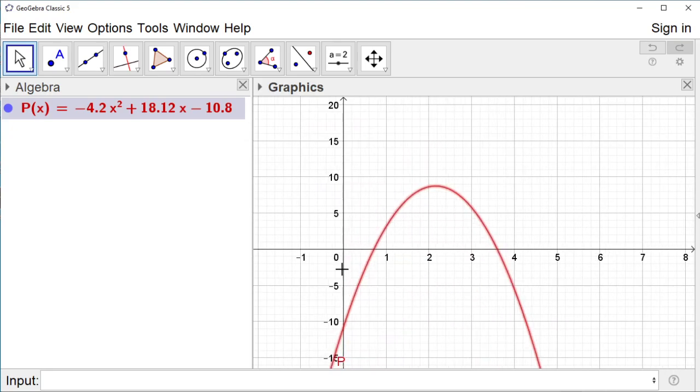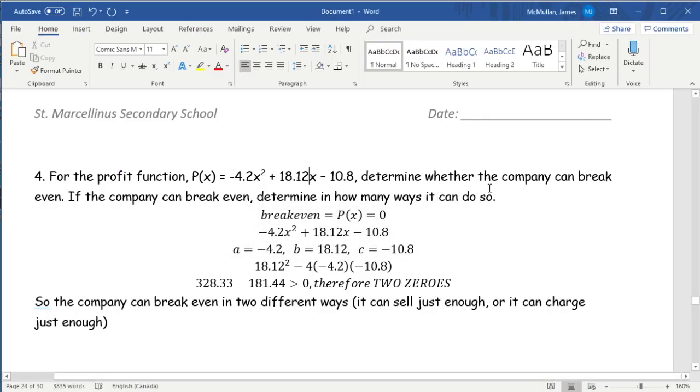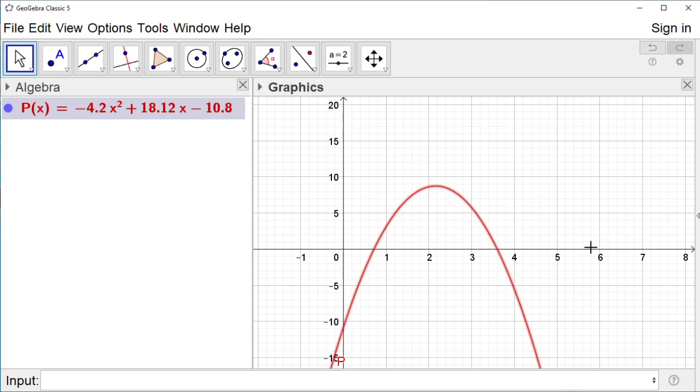And you can see that, yes, there are 2 ways that it can break even. It can break even over here or over here. Notice we didn't actually have to find out the x, right? It just said how many ways can it happen. We knew it could happen 2 different ways, but we didn't know where they are. If we needed to know where they are, we'd need to do the full quadratic formula and actually get the answer.